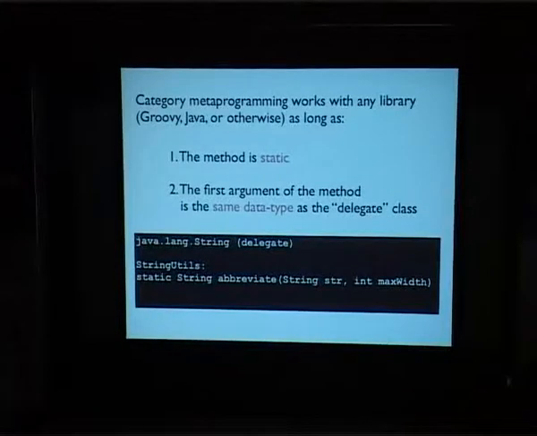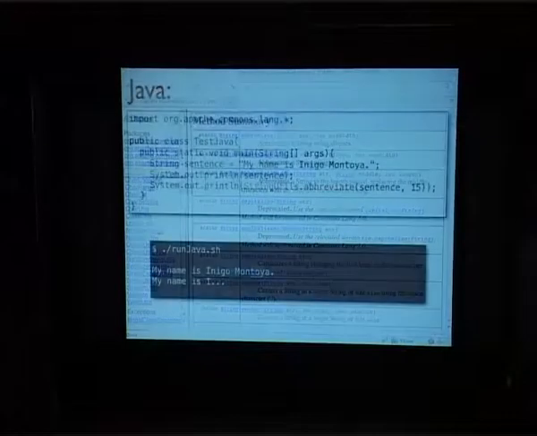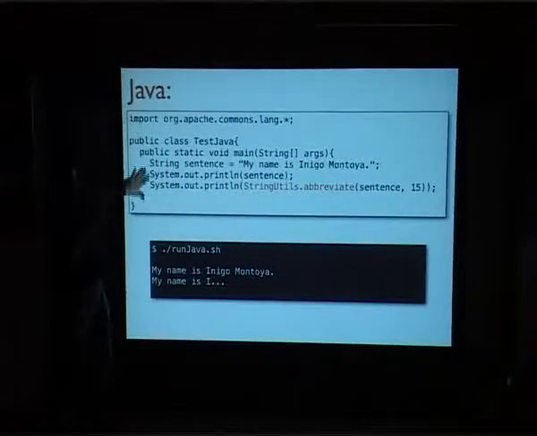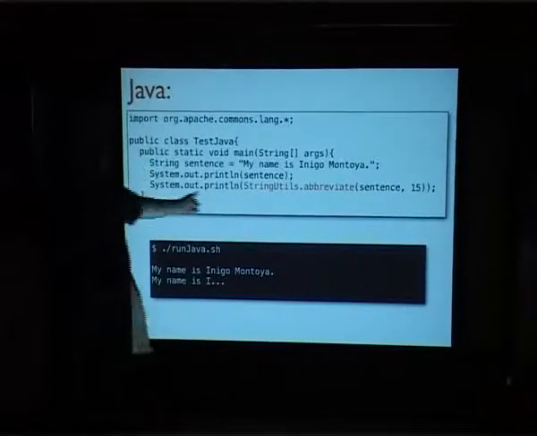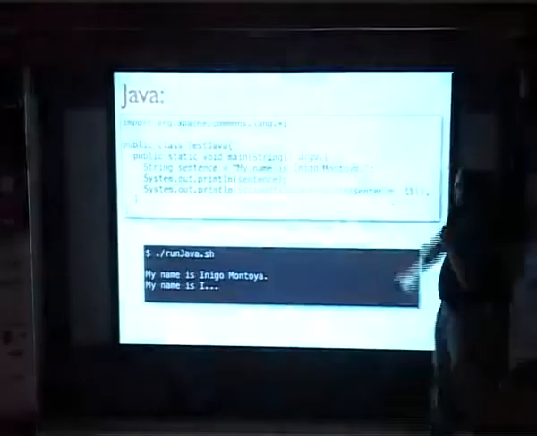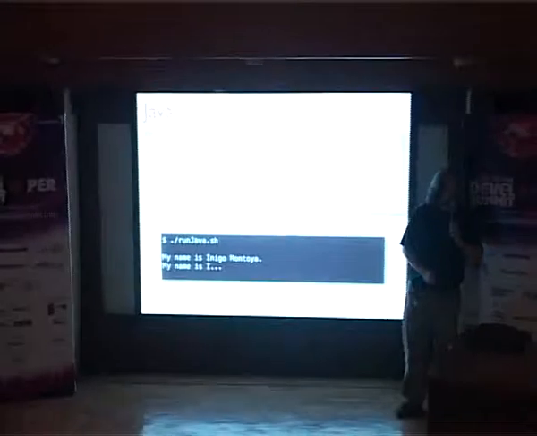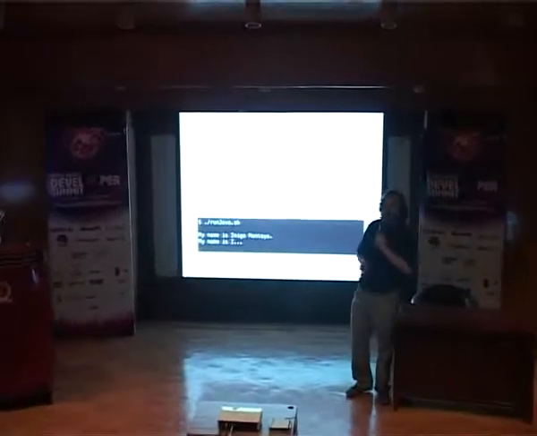these two classes, java.lang.String and StringUtils, were both written years before Groovy was invented. So they didn't write these libraries with Groovy in mind. These are two pure Java libraries, but we're going to use Groovy to mix them together. Again, in Java, this is what it would look like. Here's my sentence, and then I would have to use StringUtils.abbreviate to pass the sentence in to get that abbreviation down there. Now, this is perfectly fine. There's nothing wrong with it, but it doesn't feel very object-oriented, does it?